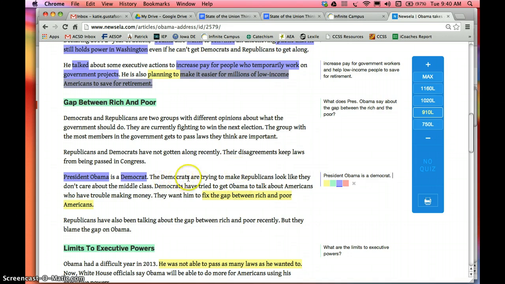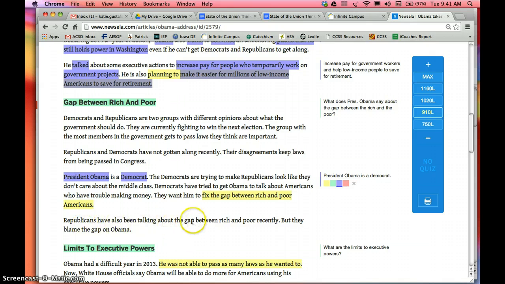It tells me that the Democrats are trying to make Republicans look like they don't care about the middle class, and that Democrats have tried to get Obama to talk about Americans who have trouble making money. It says that they want him to fix the gap between rich and poor Americans. Okay, that really doesn't answer my question about what Obama says about the gap between the rich and the poor. But it does tell me that President Obama is a Democrat.